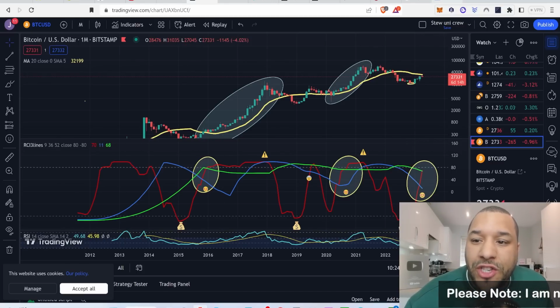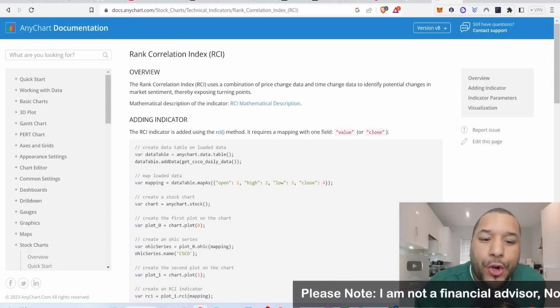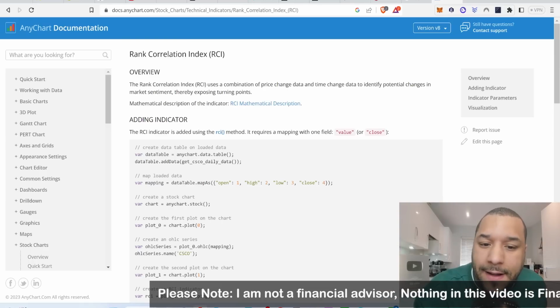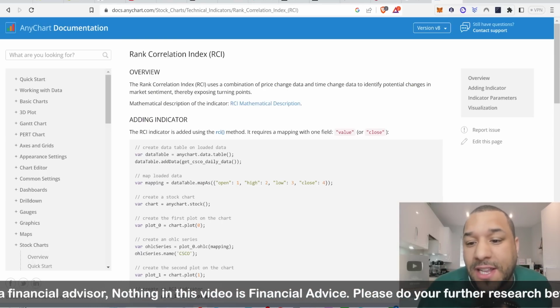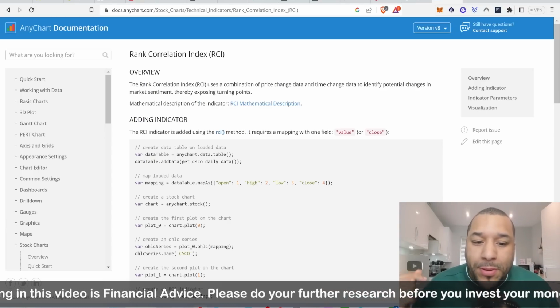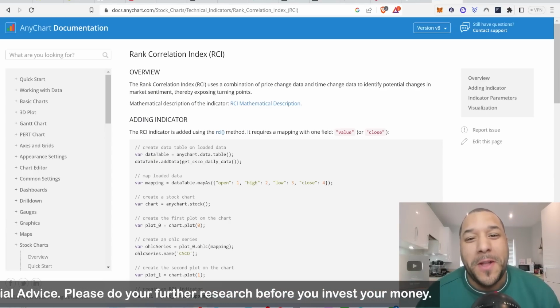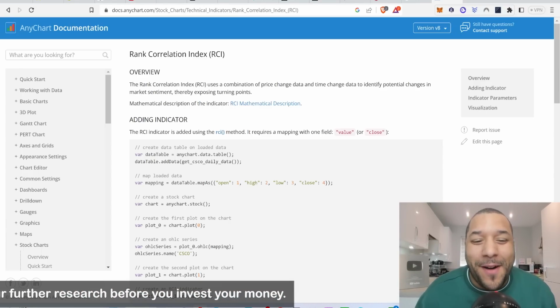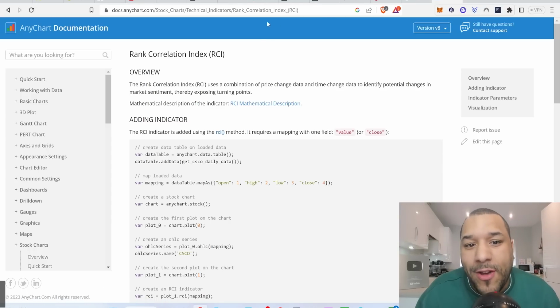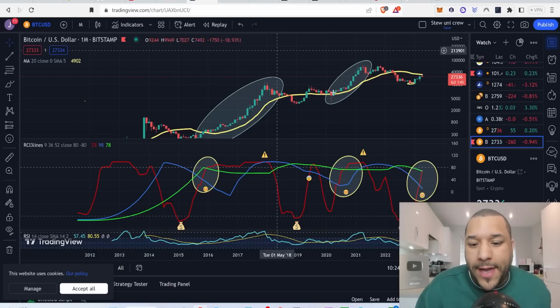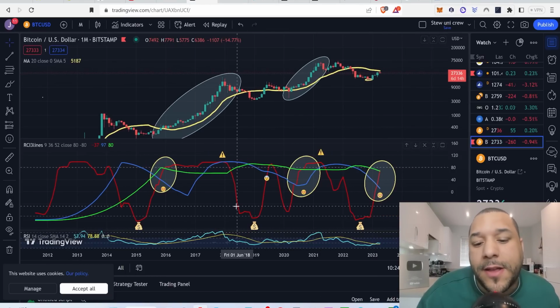What is it? Well, in short, it says the rank correlation index indicator uses a combination of price change data and time change data to identify potential changes in the market sentiment, thereby exposing turning points, right? Or trends. So when you look at it, it probably looks absolutely confusing.